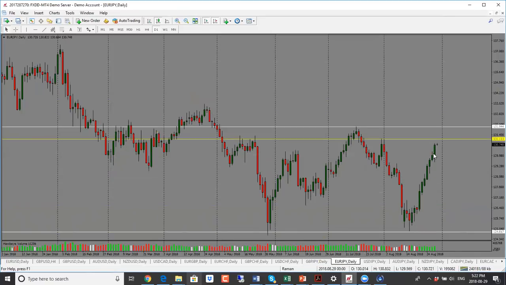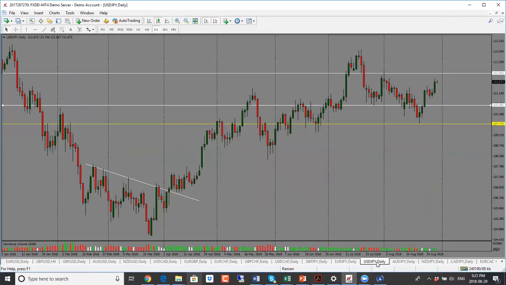Euro yen here, this one did drop initially, and then it has gone up. Our bias was to the upside. Based on this candle close, this is still looking bullish, looking for price to go into the 131.00 level, and then potentially even higher into 132.00. So bias is bullish for euro yen.